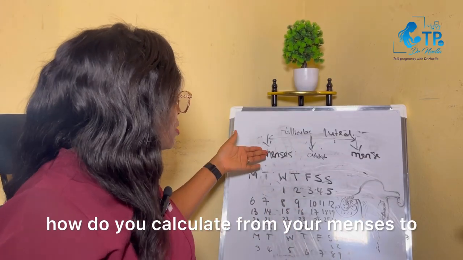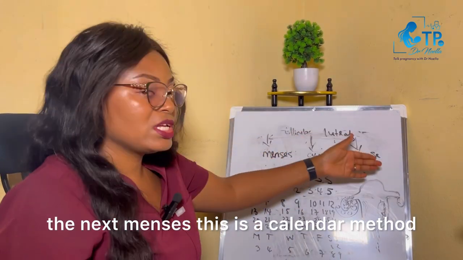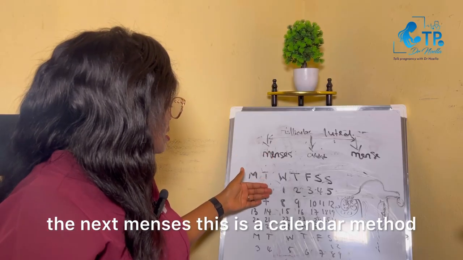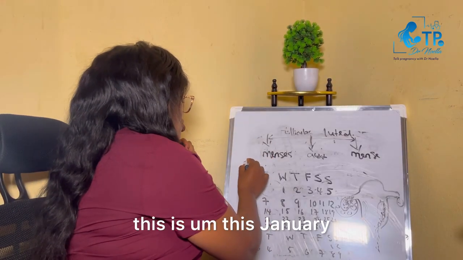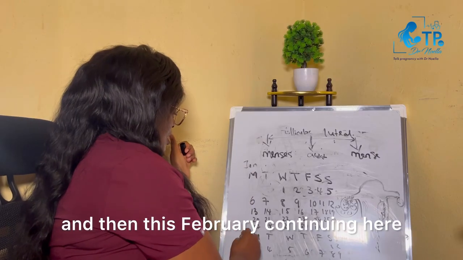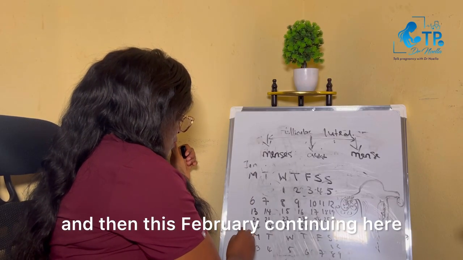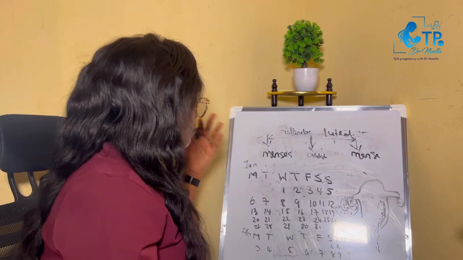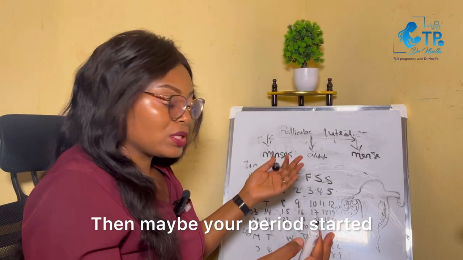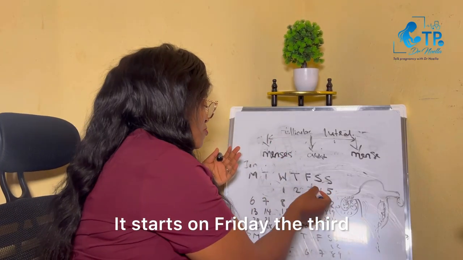Now, how do you calculate from your menses to the next menses? This is the calendar method. I didn't want to start on Monday. Let's say this is January, and then February continues here. Let's say the first is on a Wednesday, then maybe your period starts on Friday the 3rd.